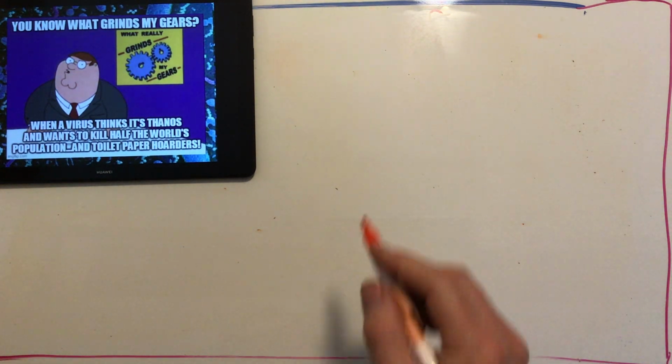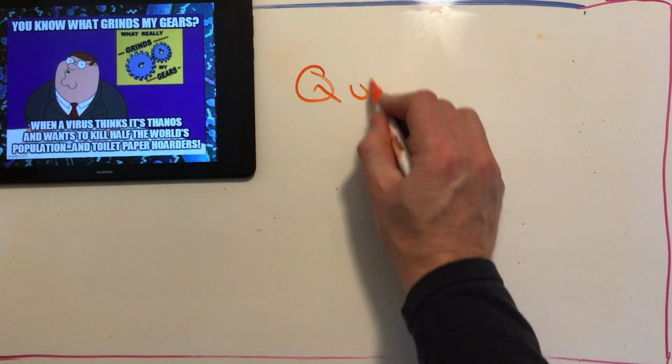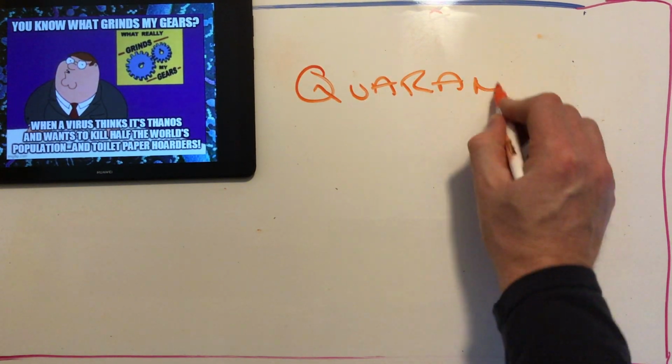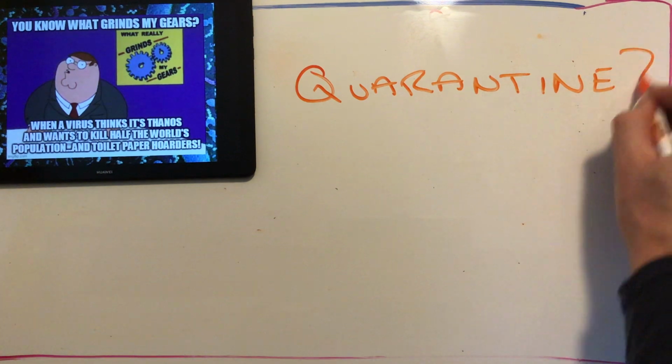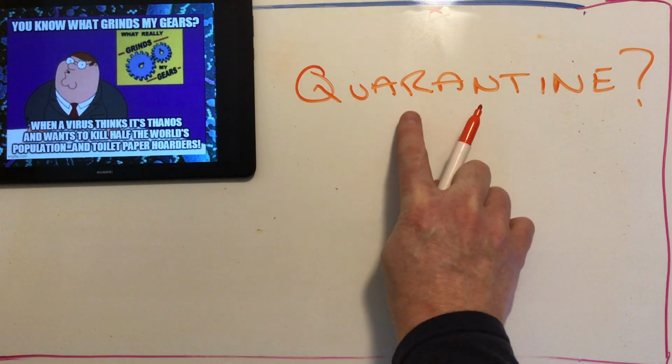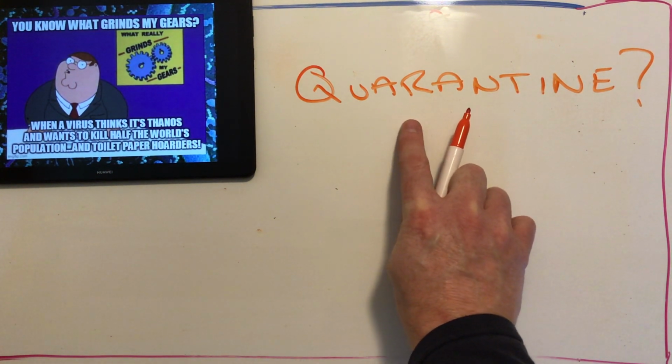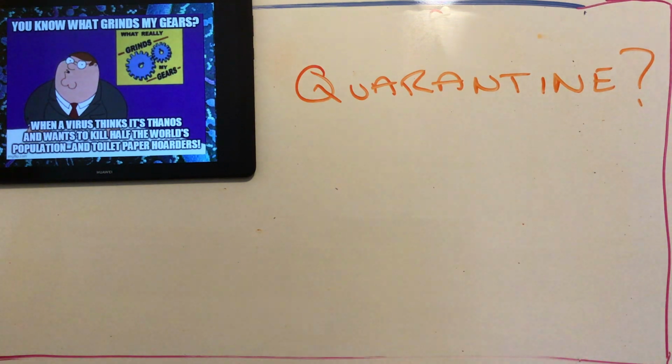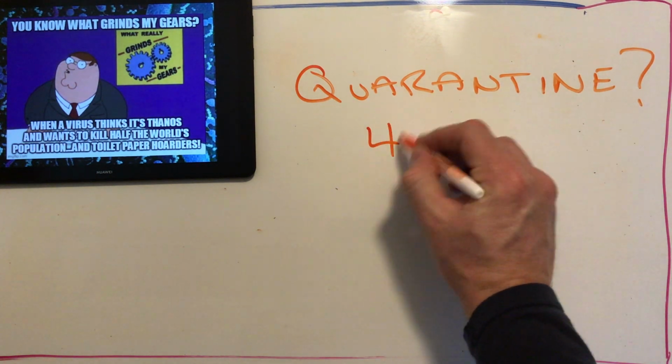Anyway, quick little Corona talk. A couple of things first. They're talking about people being in quarantine if you went away, right? Quarantine. Actually, this is not a Latin root. This is an Italian word, right? Quarantina is 40 days.